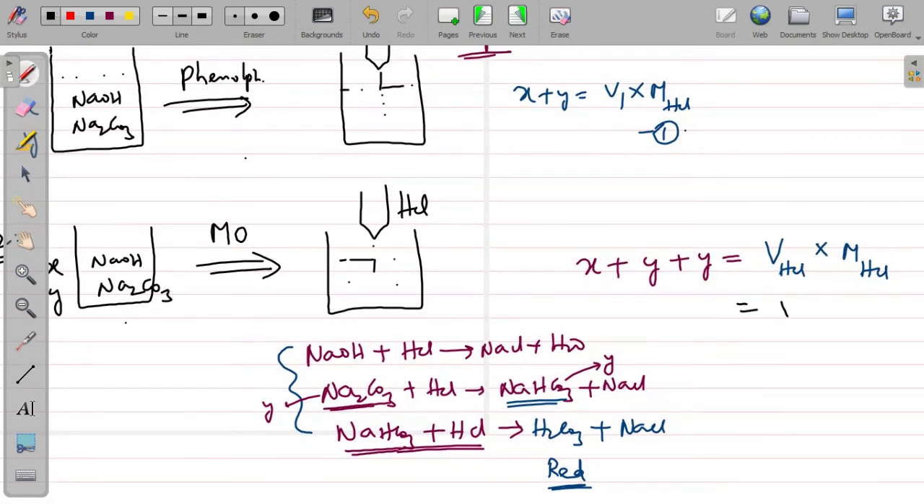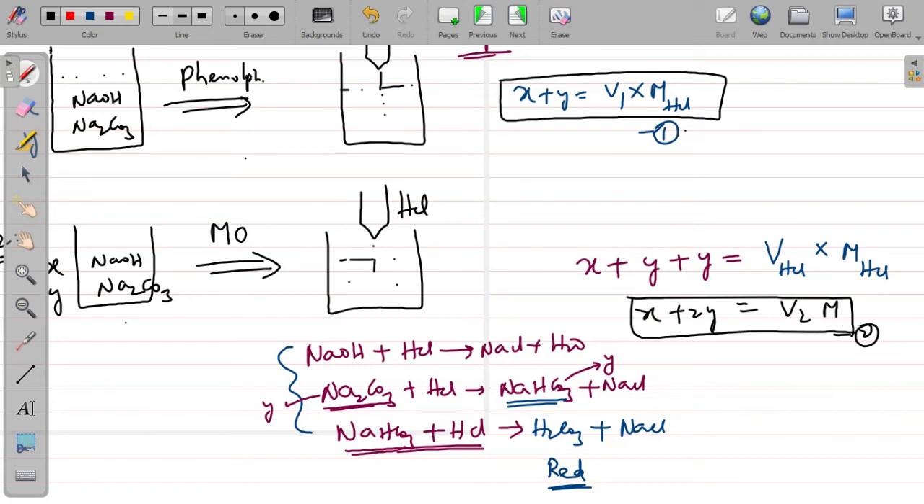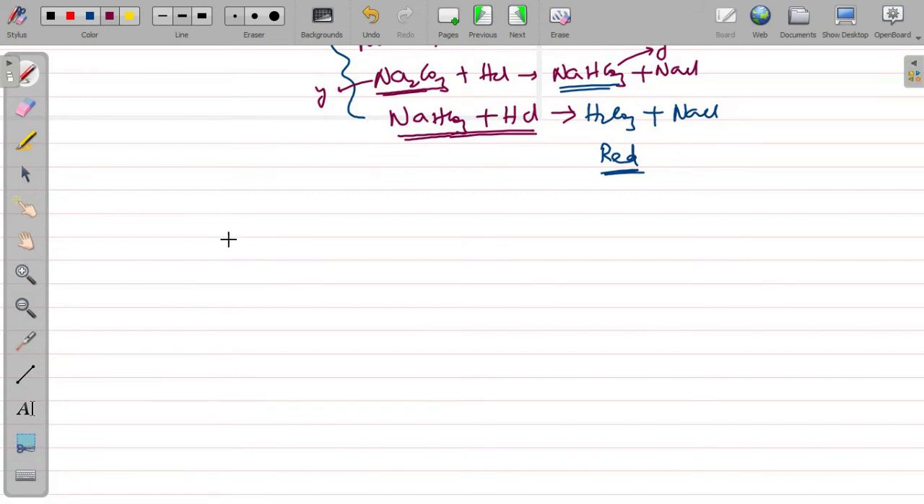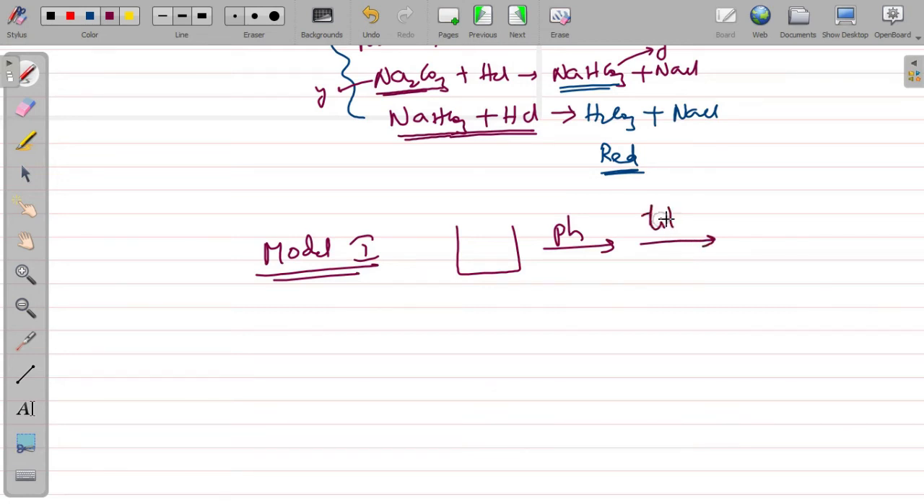Suppose you call it V2 into M: X plus 2Y is equal to V2 into M, and this is the second equation. You have to solve these two equations in order to get X and Y. So there are two kinds of problems you will see. Model 1: there is a beaker, and first you add phenolphthalein into it and do titration 1, then after that you add methyl orange and do titration 2.